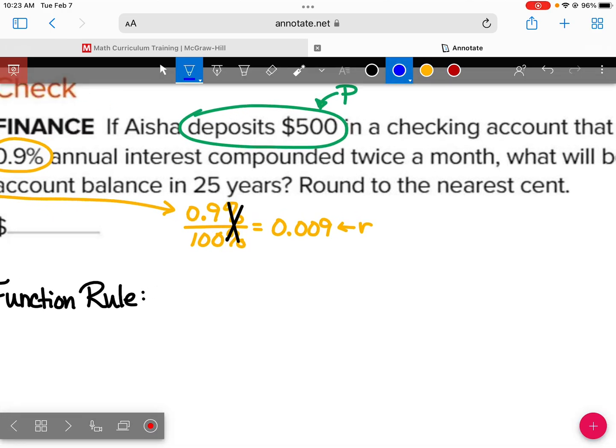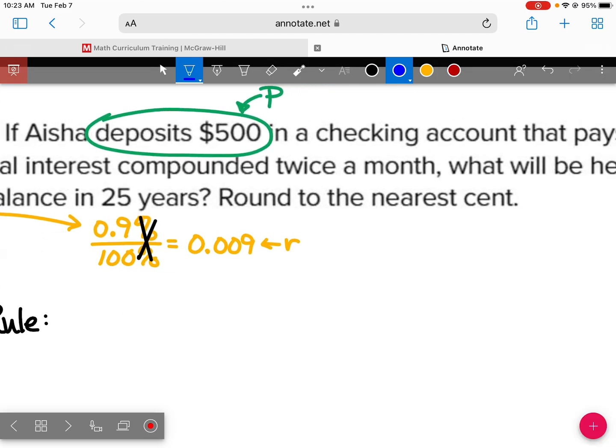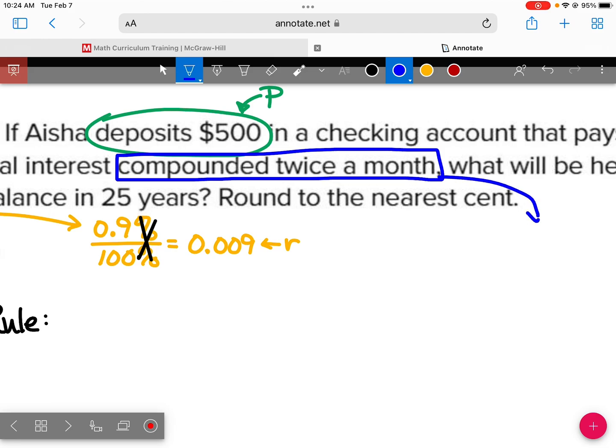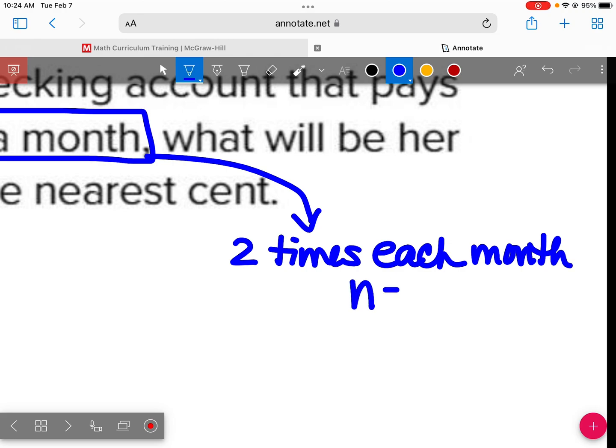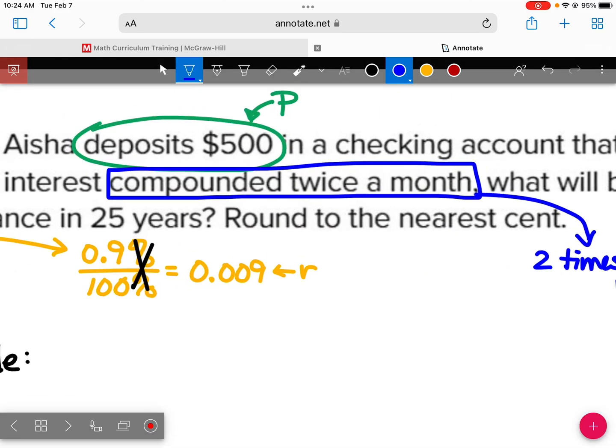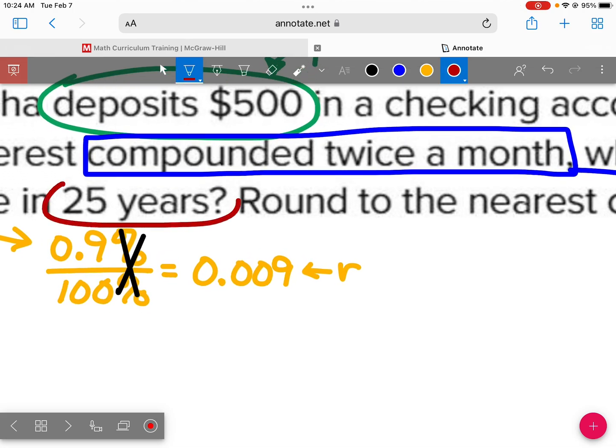What else can we do? You said N is how much? 24. How did you get that? I like it. Compounded twice a month. So 2 times each month means that N is 24. There's 12 months in a year, and they're going to do it twice each of those months. Anything else? 25 years is T.